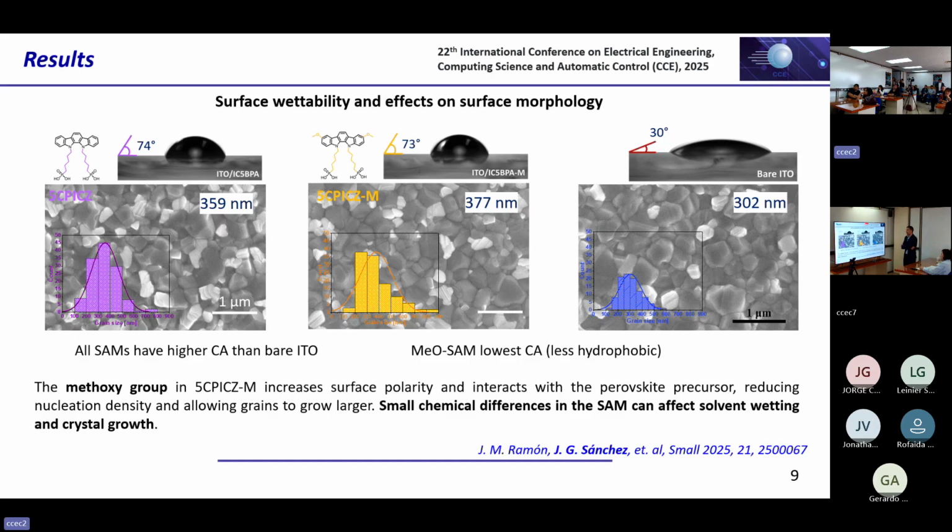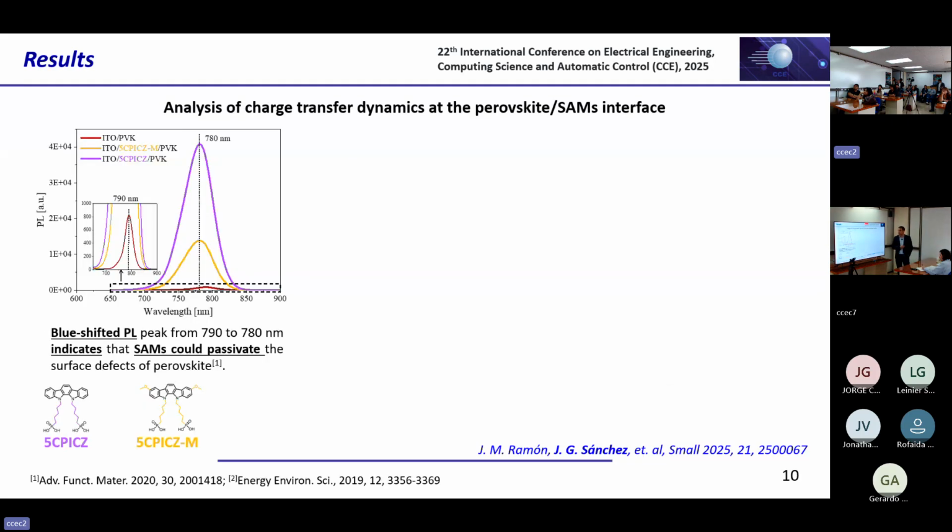One of the explanations, because we observe here a little bit higher crystal size when we compare the SAM without the methoxy group, and then the same SAM with the methoxy group, there is a little bit higher crystal size. And this can be explained because the methoxy group can, let's say, reduce the nucleation density. So the grains grow a little bit bigger. And then we demonstrate that just a small change in the molecule can affect the performance of the perovskite. And also we measure the photoluminescence.